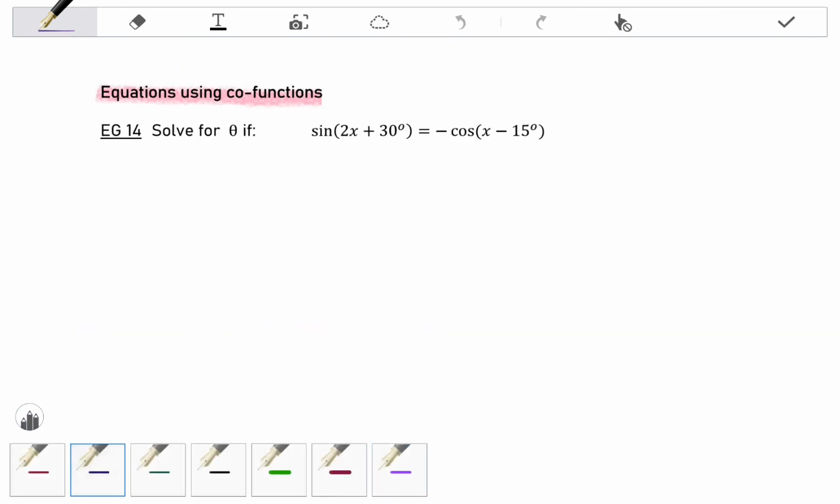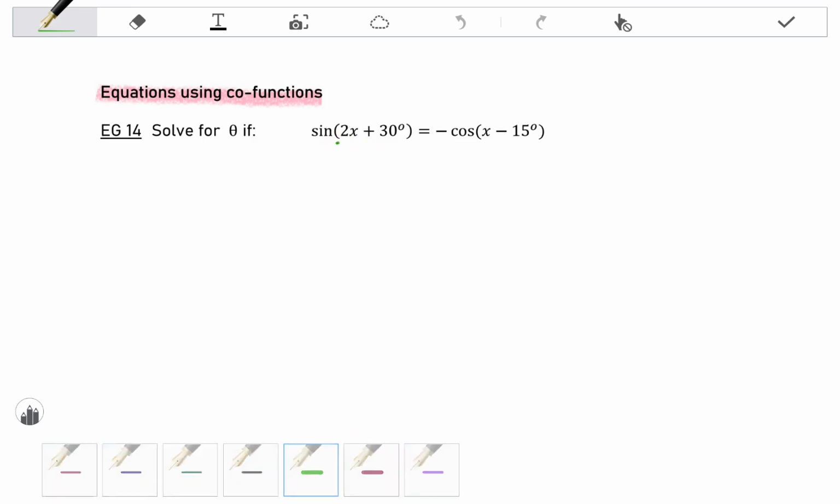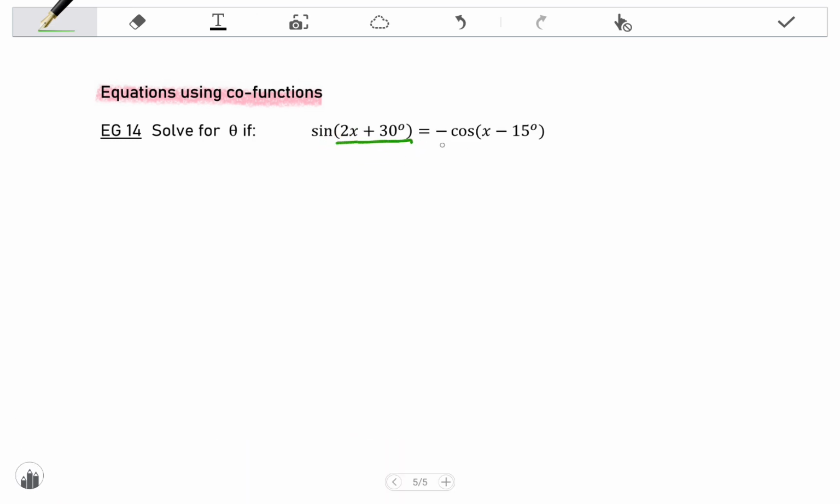Okay, final example, which is taking everything we've learned so far and looking at a slightly more complex equation. Now what we have is sine(2x + 30°) = -cos(x - 15°). Notice that we have sine and cos. The angles are different. Because the angles are different, I can't factorize. I cannot use the quotient identity to solve this. So I have to use co-function reduction.